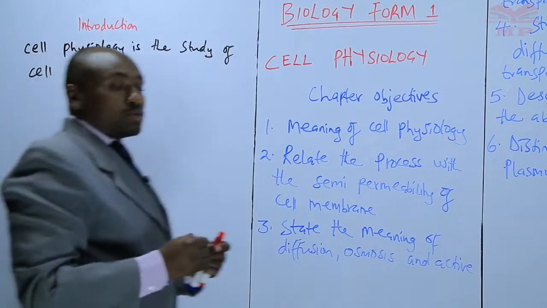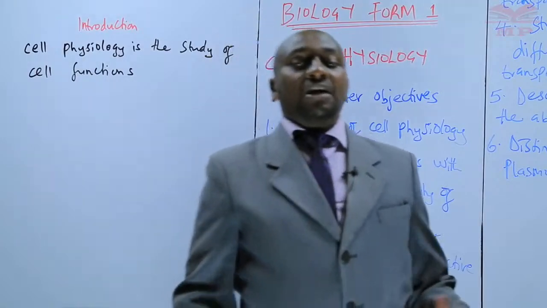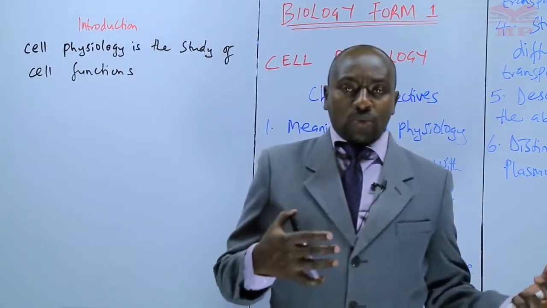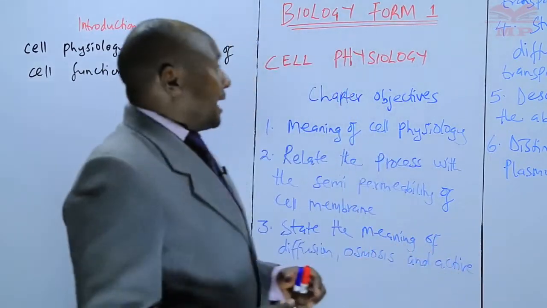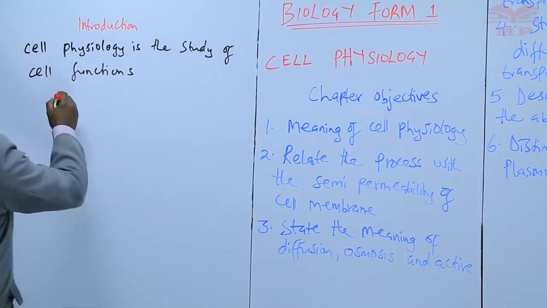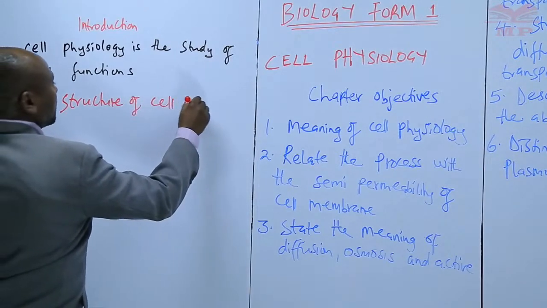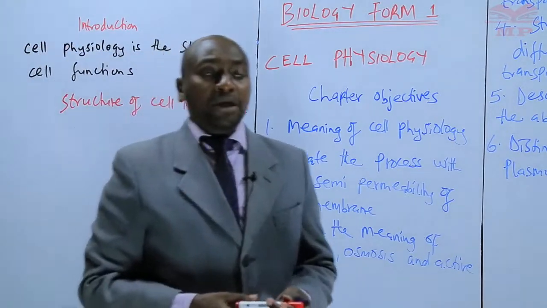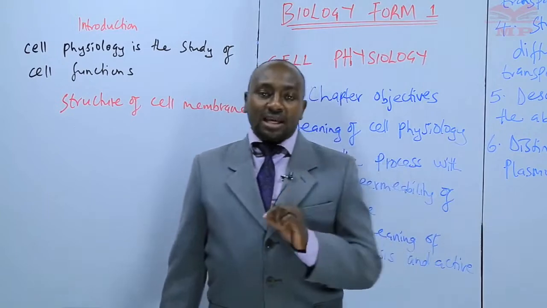And of course, in a cell, we know that we have different structures. We have the cell membrane, we have the mitochondria, we have the chloroplasts, if it is a plant cell. So we need to understand how those structures function within the cell. Now, a very important aspect of cell physiology that we also need to look at is the structure of cell membrane, because before something gets into the cell or out of the cell, it has to go through the cell membrane.